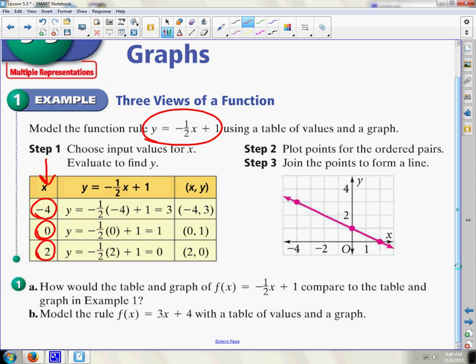Okay, they picked 3. That's perfect. You don't have to do 17 numbers. Okay, plot the points for the ordered pairs and join the points to form a line.